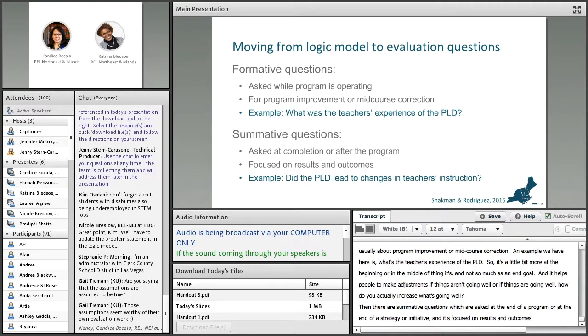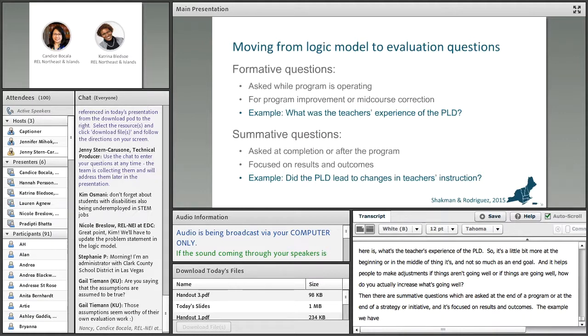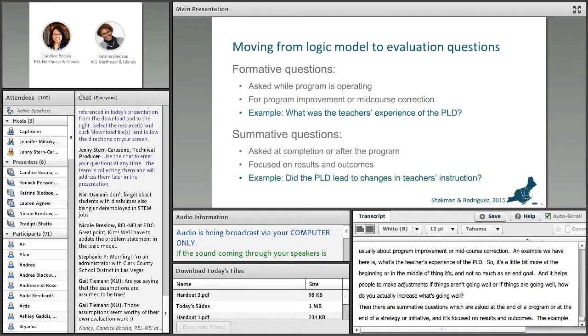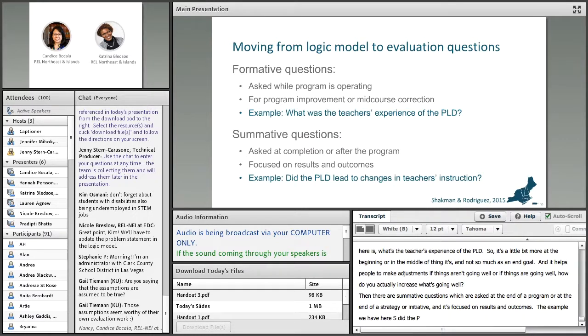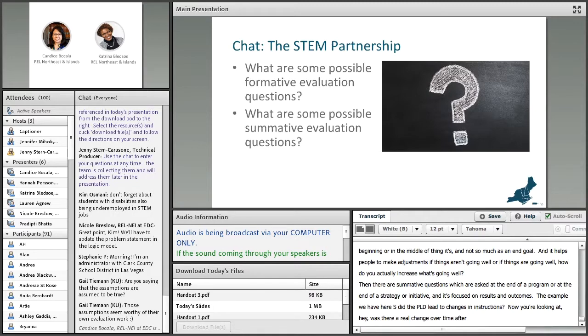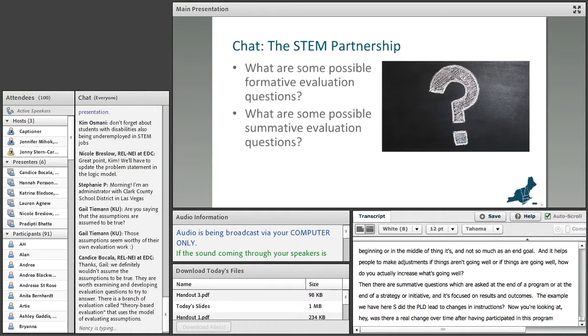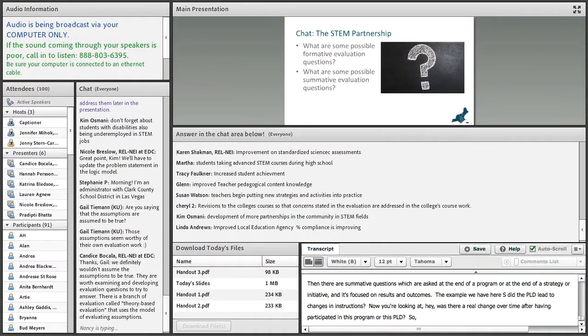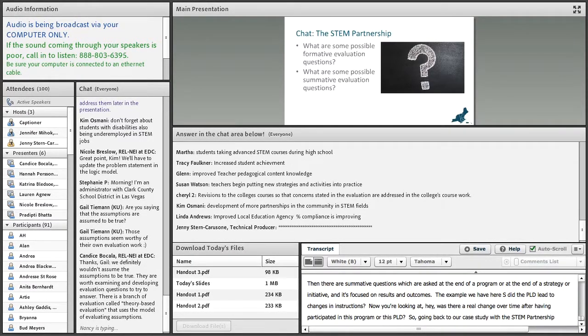Then there's summative questions, which are asked at the end of a program or at the end of a strategy or an initiative, and it's focused on results and outcomes. The example we have here is, did the PLD lead to changes in teachers' instructions? So now you're looking at, hey, was there a real change over time after having participated in this program or this PLD?